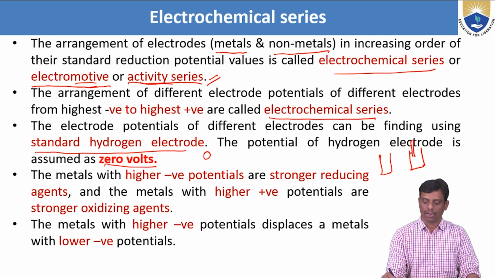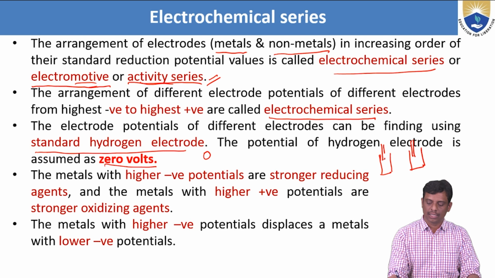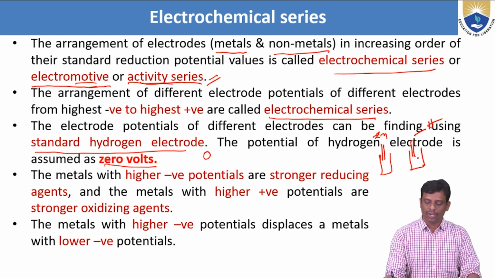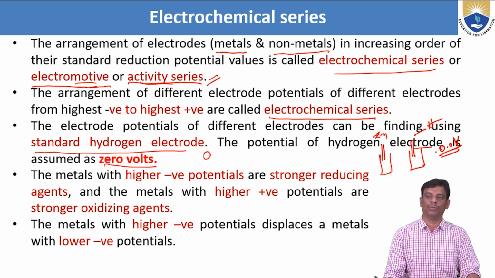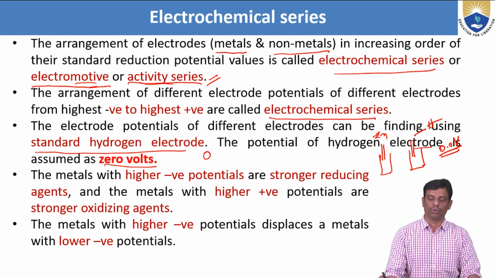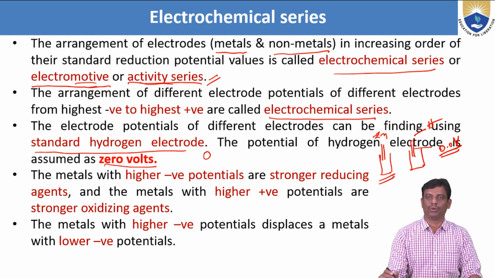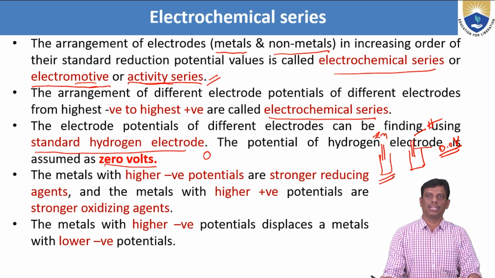One is the hydrogen electrode and another one is a zinc electrode, or a metal or non-metal electrode. Using this hydrogen electrode, it always generates a potential value of 0 volts. Then, using the standard electrode potential value, we measure the electrode potential value of another electrode. That is the electrochemical series.